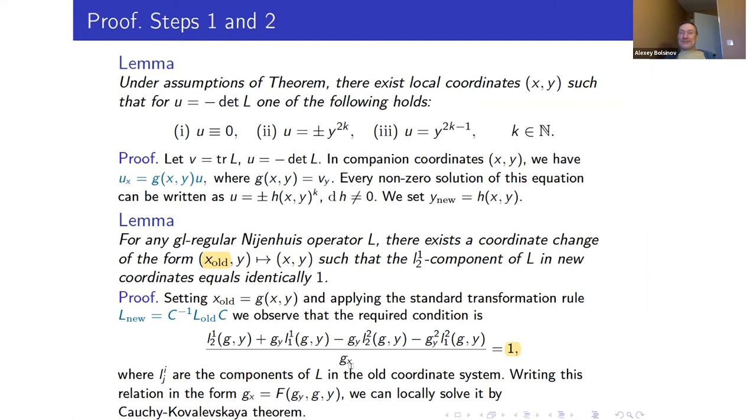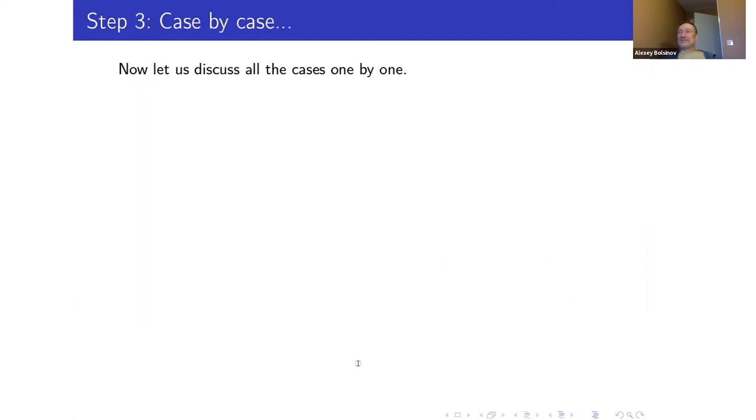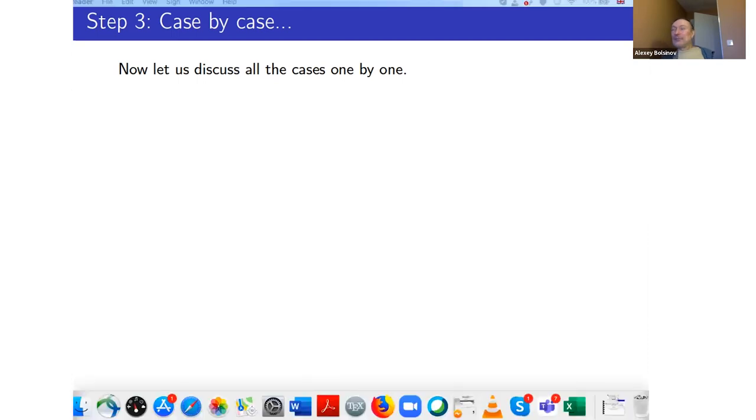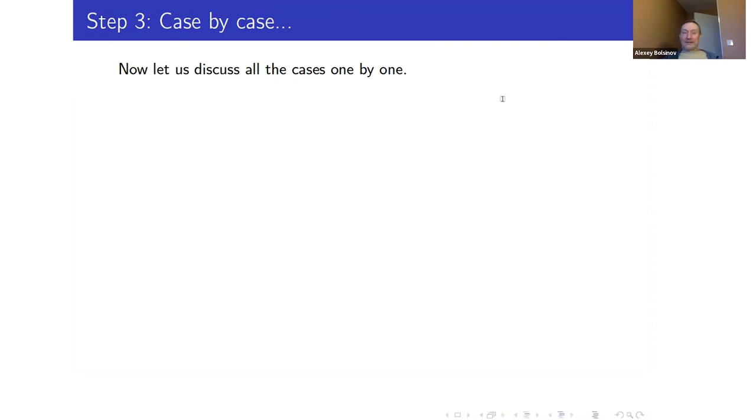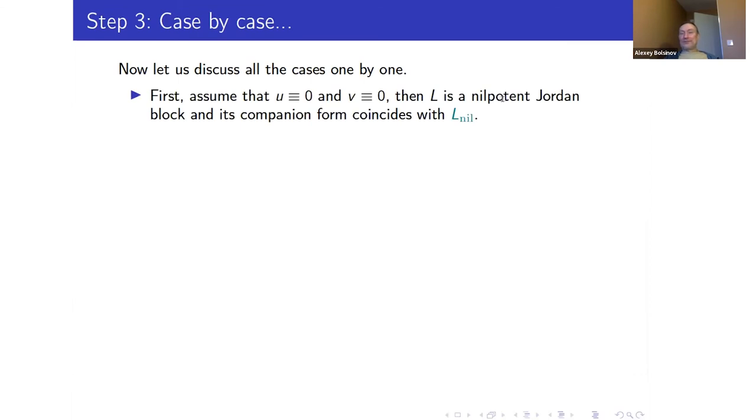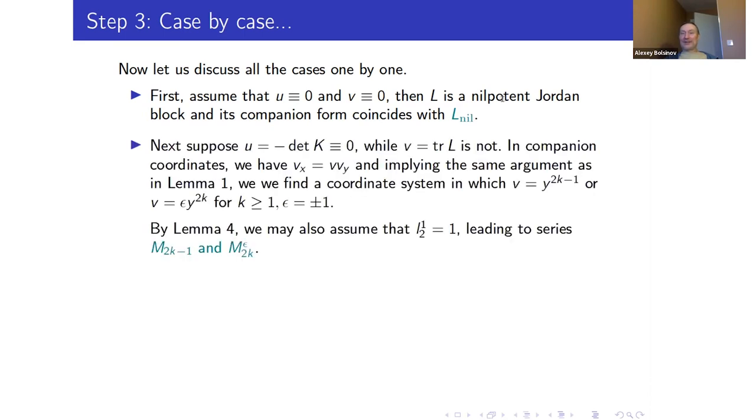And after this, you consider just case by case all possible situations. You assume that both trace and determinant are identically zero, then of course this is just the standard nilpotent Jordan block. Next you assume that the determinant is identically zero, the trace is not, then one of the eigenvalues is zero, and after some additional computations you come to exactly the M series.